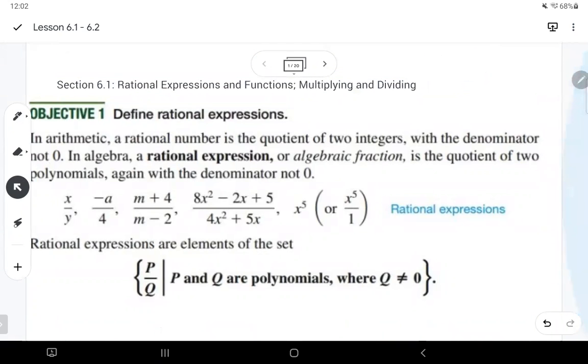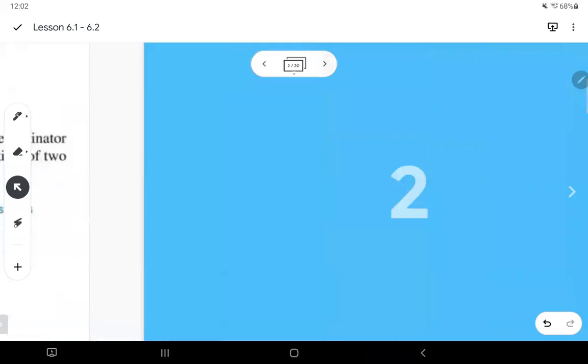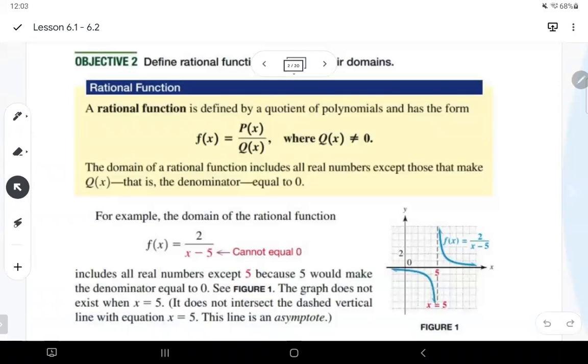There we go. So section 6.1 is rational expressions and functions, and then it's going to move into multiplying and dividing. So you can see here a rational function is defined by a quotient of polynomials that has the following form, and the bottom polynomial cannot be equal to 0.